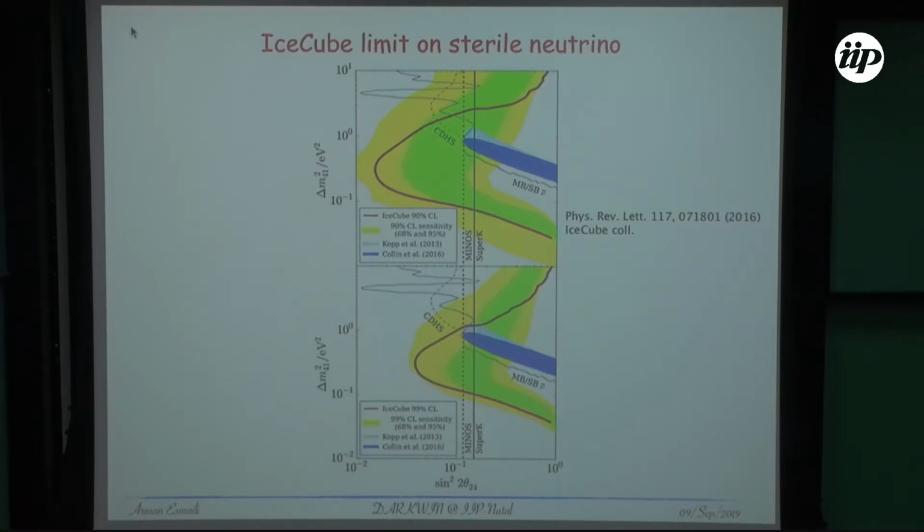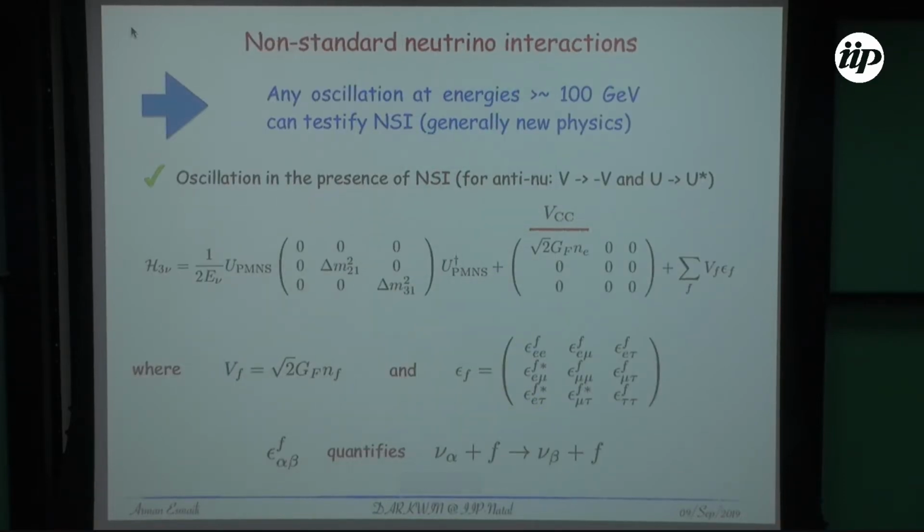Of course, I'm not in the IceCube collaboration. I don't have access to all the details of the sensitivity. So here you can see the limit from the IceCube data, and this is the MiniBooNE allowed region, basically excluded by the IceCube data. This was one story.